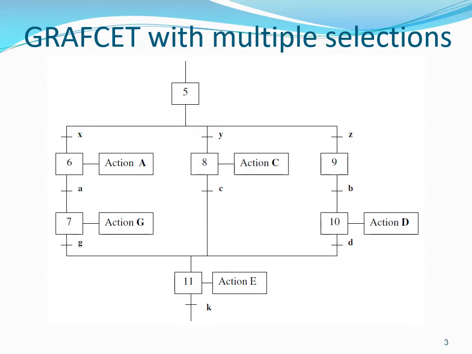In the first path, from step number 7, we go into step number 11 if condition G is satisfied. In the second path, from step number 8, we go into step number 11 if condition C is satisfied. In the third path, from step number 10, we go into step number 11 if the condition D is satisfied.